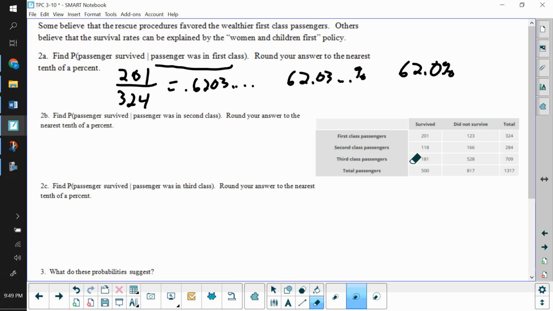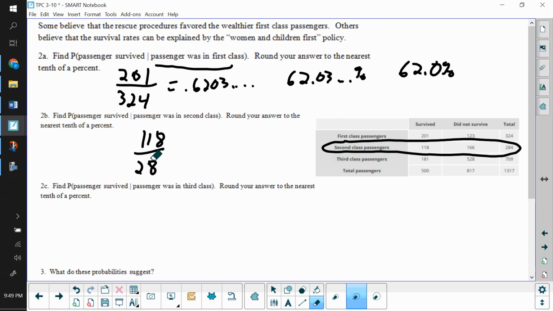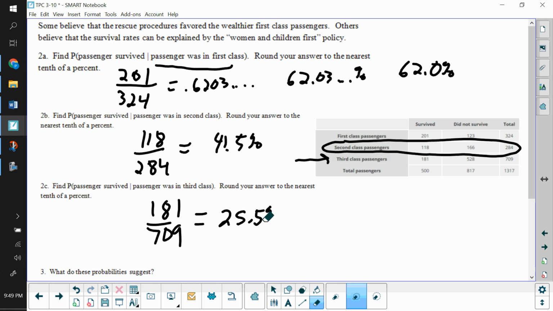All right, so in 2B, we're focusing only on those given second class. Probability that we survive should have been 118 out of 284. And eventually you should have gotten that was 41.5% after you divided, moved the decimal over, and rounded to the tenths. For 2C, focusing only on the third class passengers, we should have had 181 out of 709. Divide that, move the decimal over 2, round to the nearest tenth, and you should have got 25.5%.